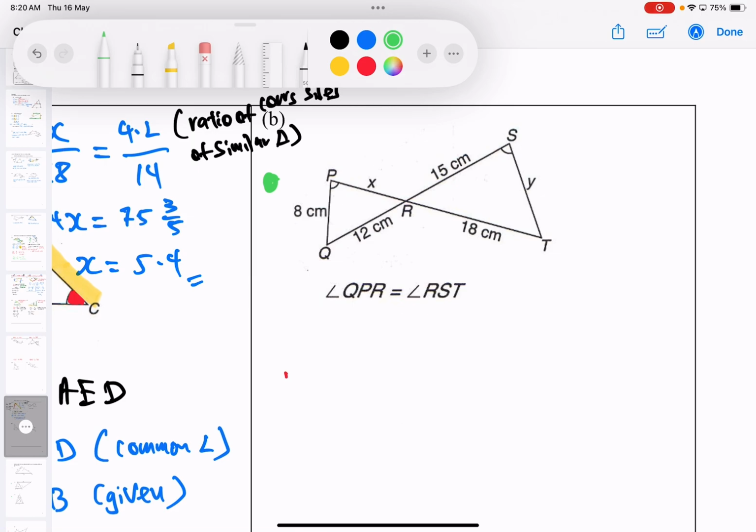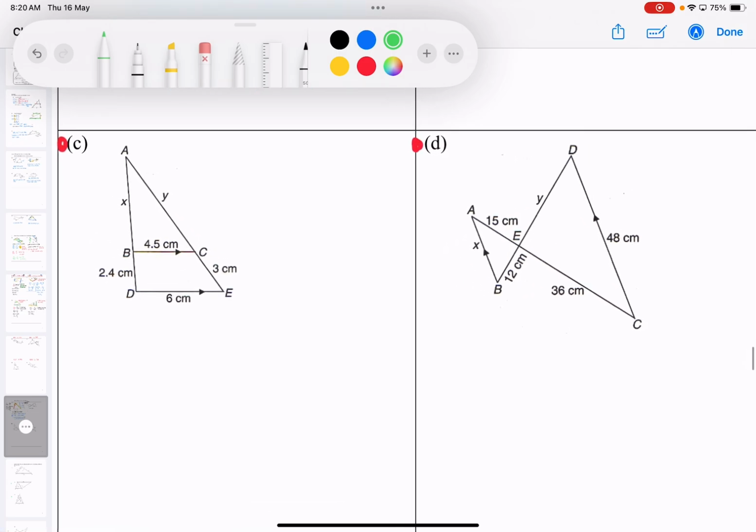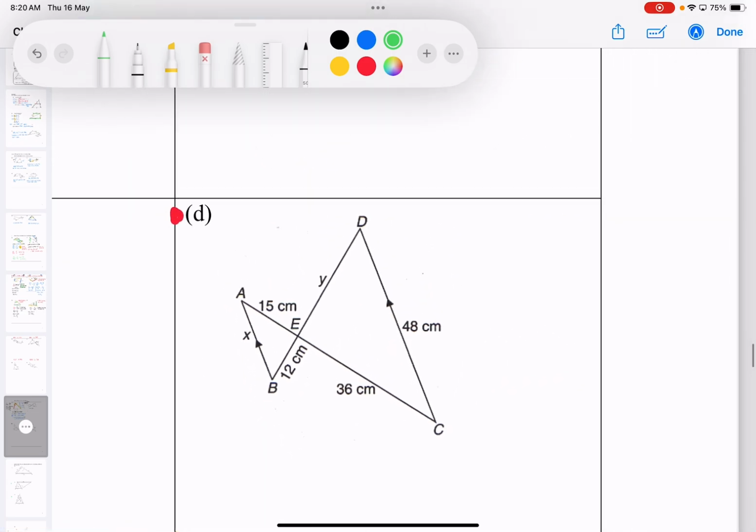And I told you, not yesterday, but about 2 days ago, which is the most common test for similarity? AA. Alright, about 90 to 95% of the time it is always AA. Okay, does it mean that the other similarity tests cannot be tested? No, but probability tells us that most of the time it is AA. Probability means the chances of it coming out.